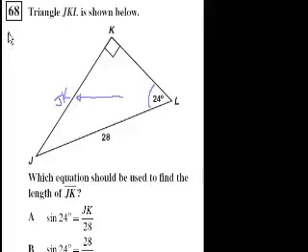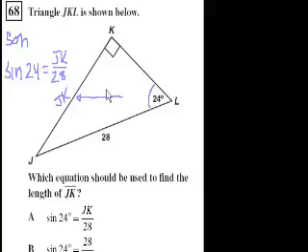Well, I could just write SO down. I don't have to even write the whole SOHCAHTOA, because sine is equal to the opposite side over the hypotenuse. So in this case, sine of 24 degrees is equal to the opposite side, which is side JK, over the hypotenuse. This is the hypotenuse right here, 28, the longest side of the right triangle, or the side that's opposite the 90-degree angle.